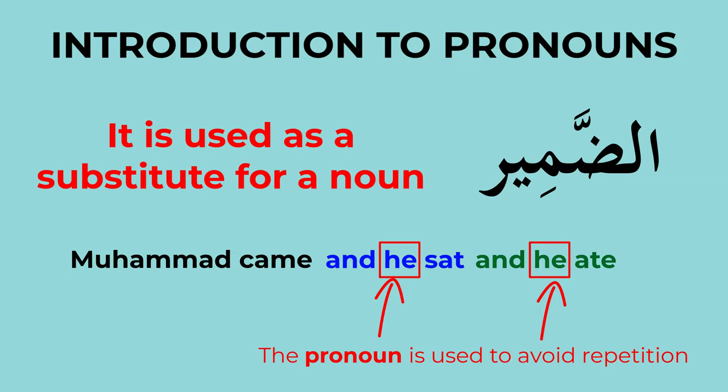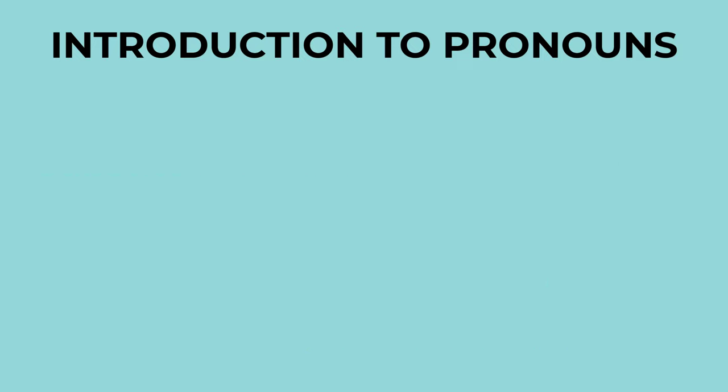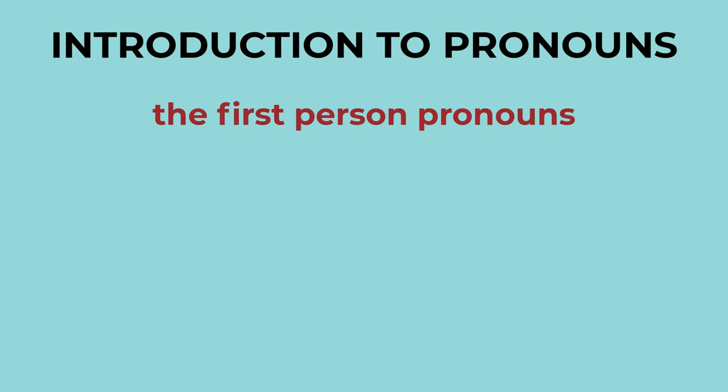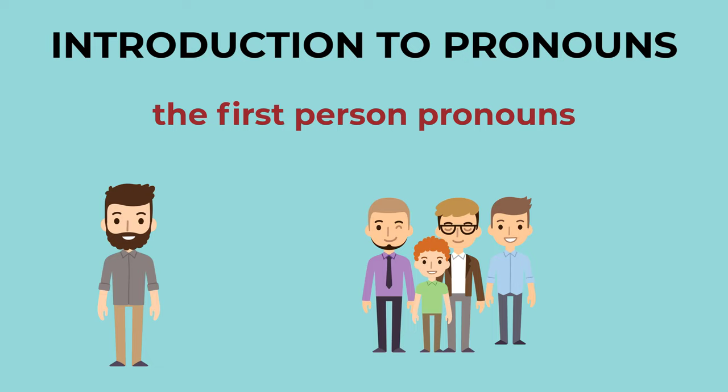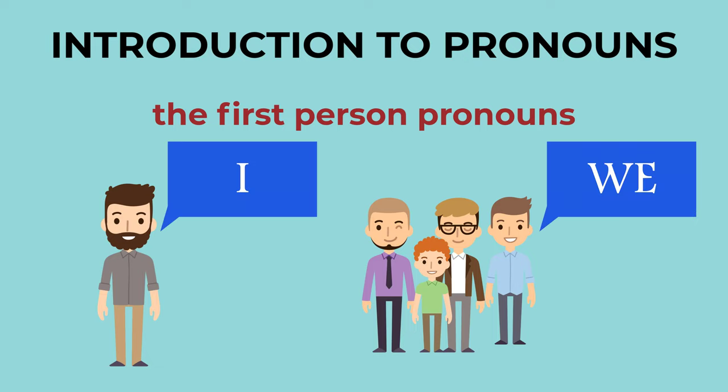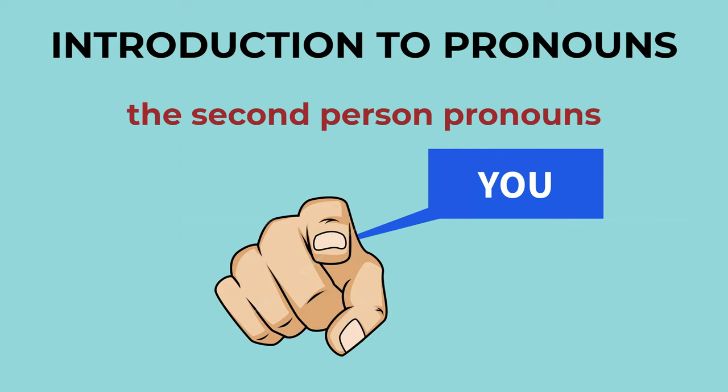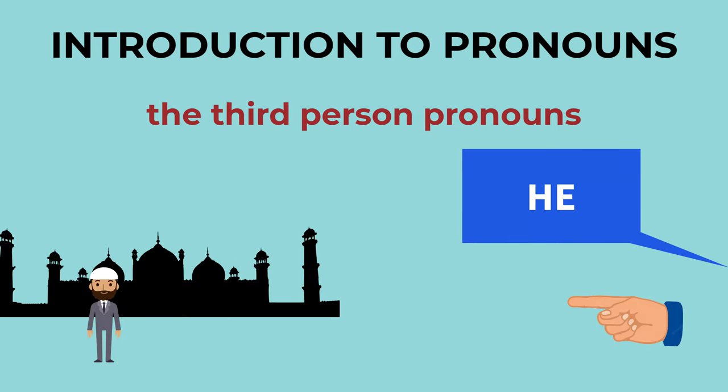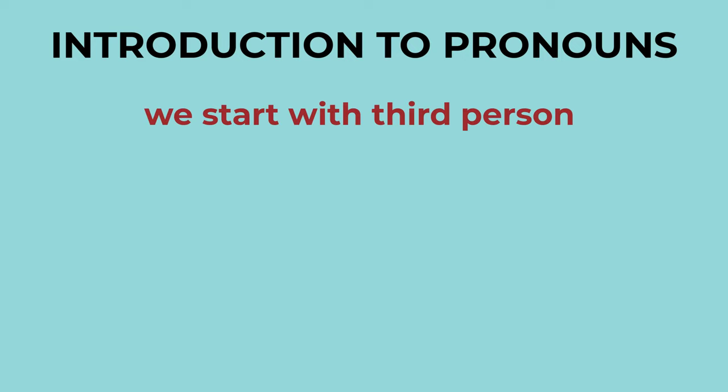Okay? Fine. The pronoun that refers to the speaker, in English we call it first person pronoun. Can you give me an example of a first person pronoun? I and we. Okay. A pronoun that refers to the hearer, second person. And then a pronoun that refers to somebody who's not in front of us, who's in another room or away, we call it third person. Are you with me, brother? We always start the pronoun with the third person.